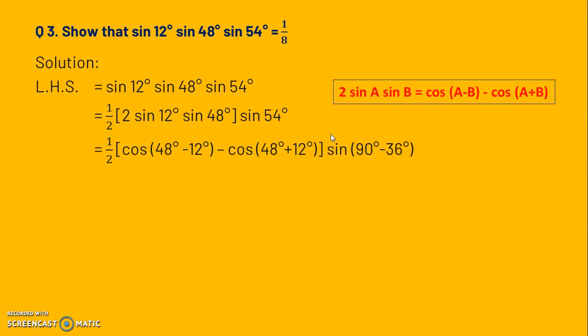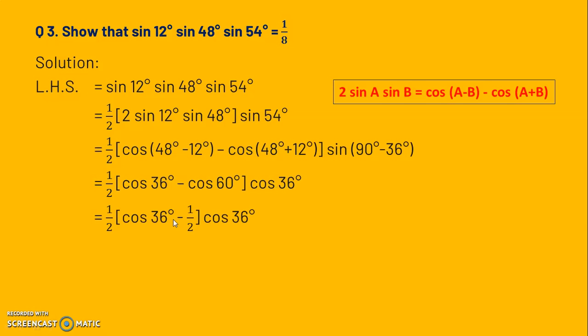Why are we converting it like this, sin (90 minus theta)? Because in both the other terms we have cos as the trigonometric function. So to convert this term also into a cos function, we are converting this sin into cos. So we are making this sin 54 as sin (90 degree minus 36 degree). Okay. So what is your sin (90 minus theta)? That's your cos theta. Okay. So here 1 by 2 into cos (48 degree minus 12 degrees) is cos 36, minus cos (48 plus 12) is cos 60. And sin (90 minus theta) is cos theta, so that is cos 36 here.